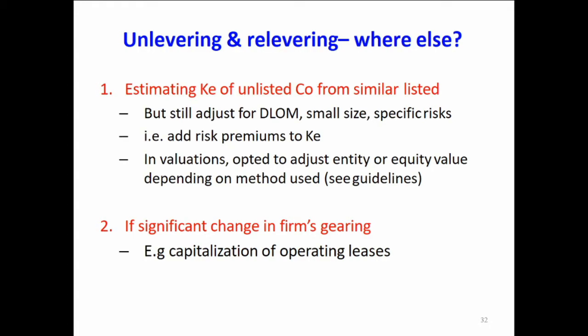If we want to determine the cost of equity of an unlisted company, this in the past was difficult. An unlisted company doesn't have a known beta. So what we can do is to find a beta of a similar listed company, and then we can make adjustments to take into account differences for the lack of marketability, small size, and specific risks that are different between the listed company and the unlisted company. These risk premiums will be added to the cost of equity. Remember, when we were doing valuations, we adjusted the entity or equity value depending on which method we used.